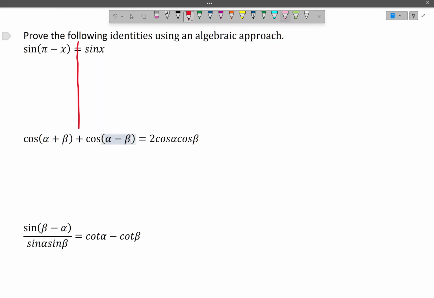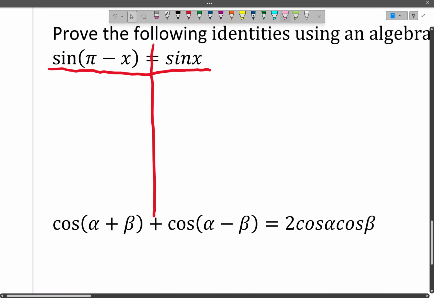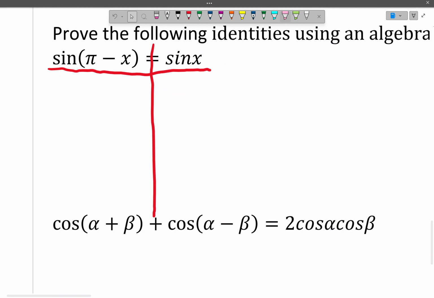So whenever we're proving, I'm always going to do this little T shape because it helps keep me organized and make sure that I remember that we're not moving things across an equal sign. That's very, very important. The right side is fine. It's just going to be sine x, nothing changes. But the left side is a sine minus inside.